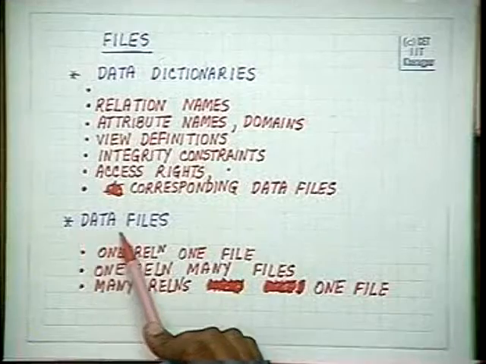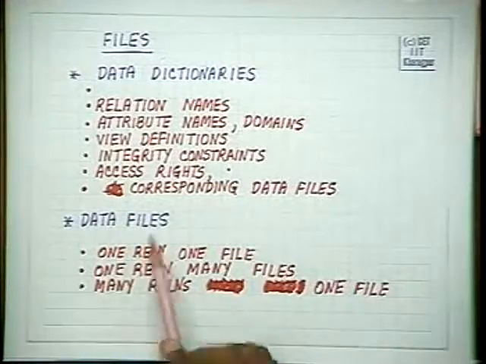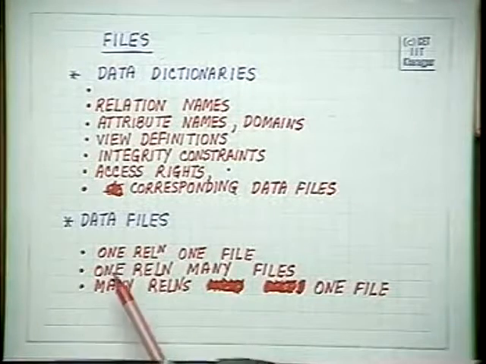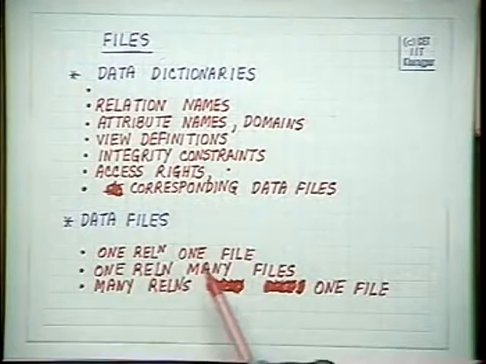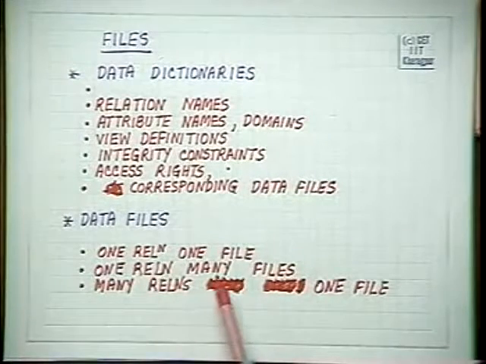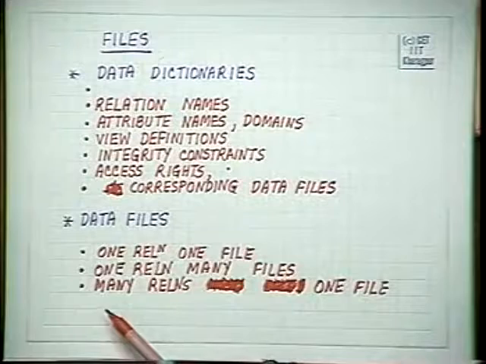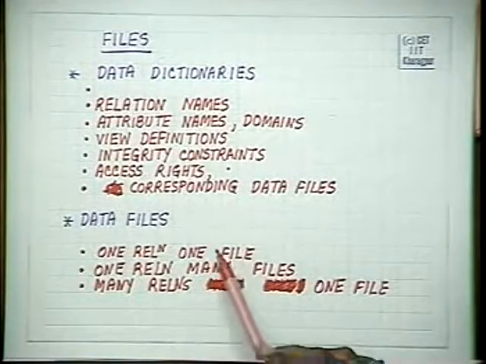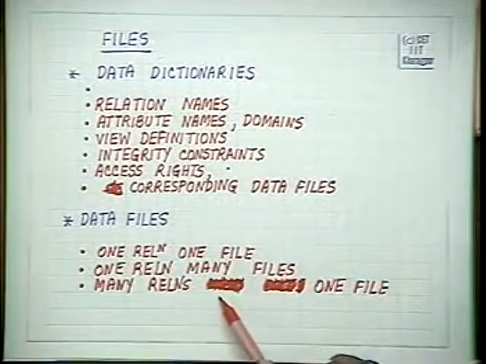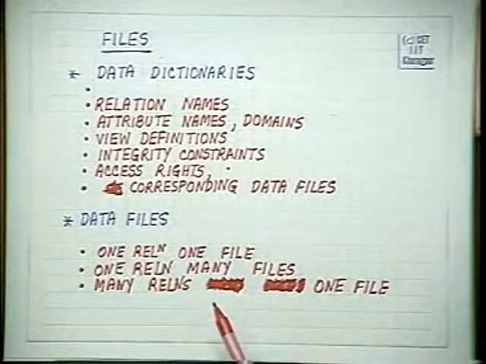And secondly, you will have the actual data files. When you have the actual data files, we may store one relation in one file, we may store one relation in more than one file, and we may finally store many relations in one file. So it depends on what you store, how you store these data files. Your organization will also depend on it. We are just discussing the issues. We will come to the details subsequently. Presently, we are just discussing the issues which are related to this.